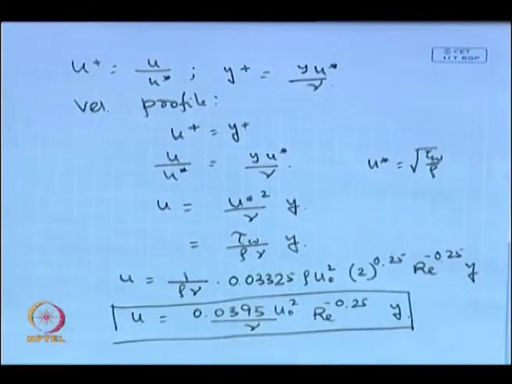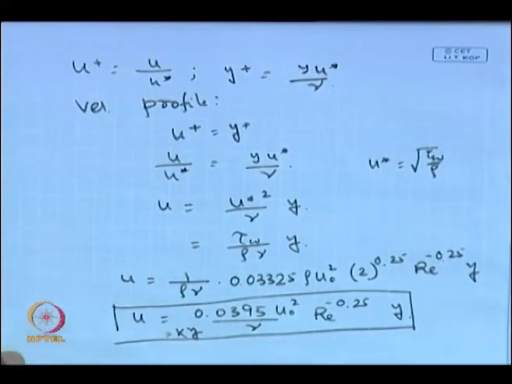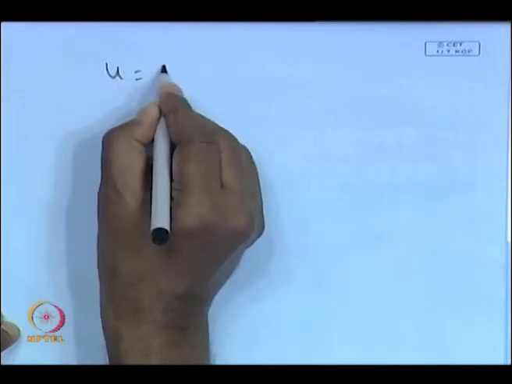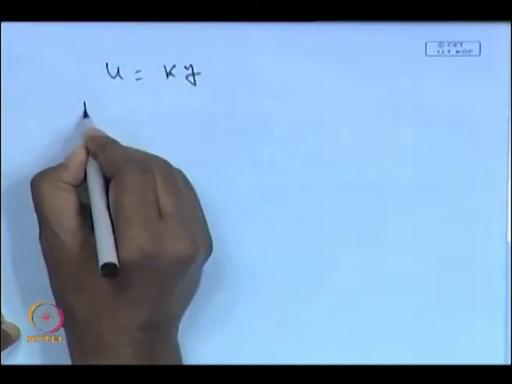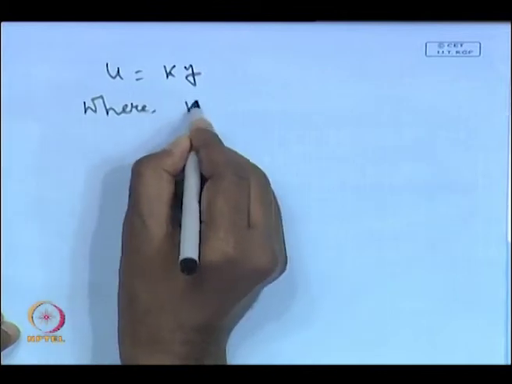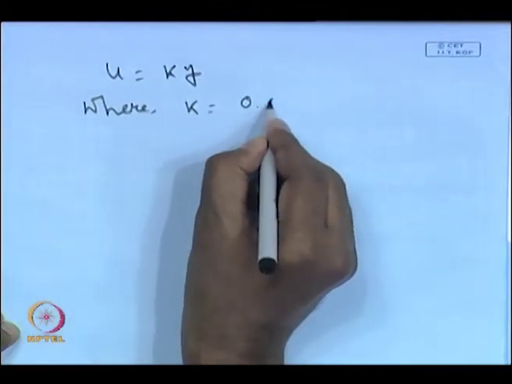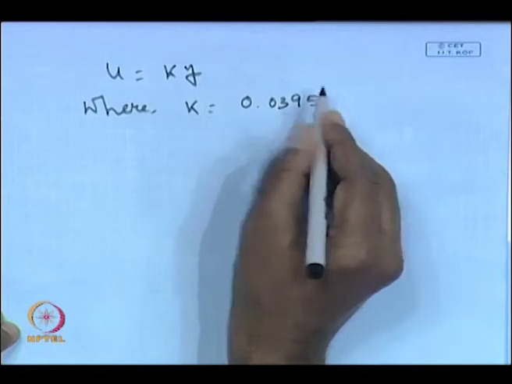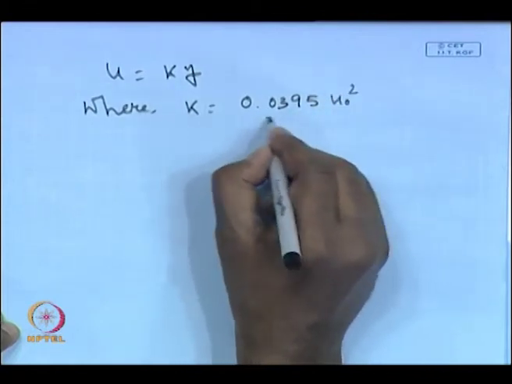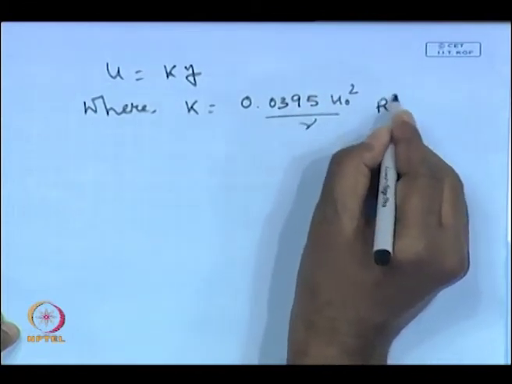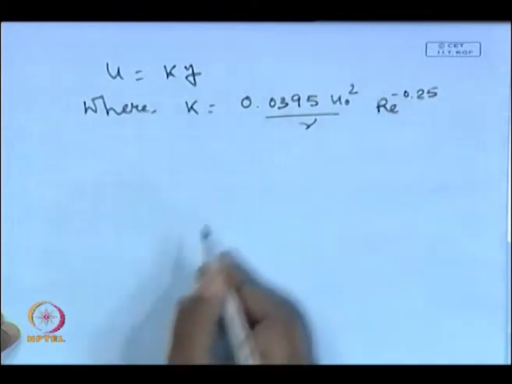This is the velocity profile in the dimensional term, and it is u is equal to k times y. Now, you can write it in the form of u is equal to k times y. Okay. Where k is 0.0395 u naught square divided by nu Reynolds to the power minus 0.25.